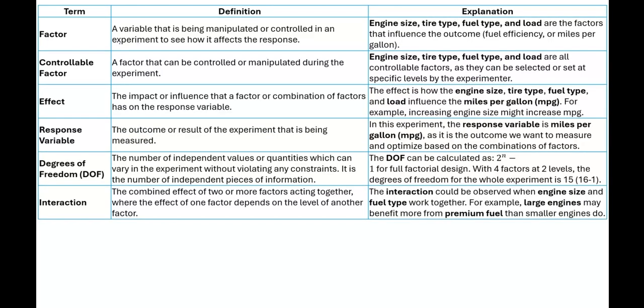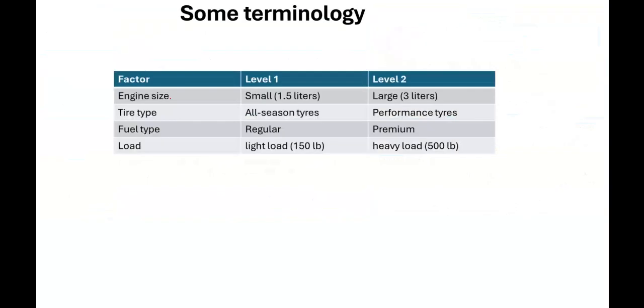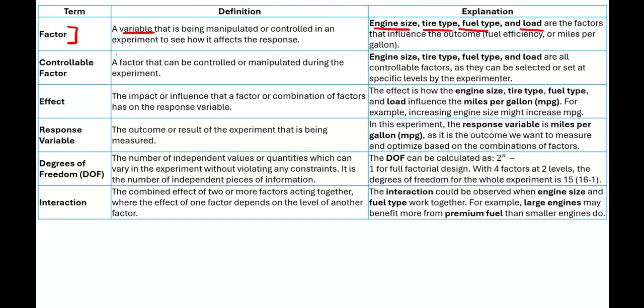Some terminology we don't need for this introductory class, but for more in-depth classes, you may need all of the terminologies. For today, you will only need what's a factor. A factor is just a variable, a parameter. It may be the size of the engine, the type of the tire, the fuel type, or the load here. You see, we have four factors. And then we have the response variable.